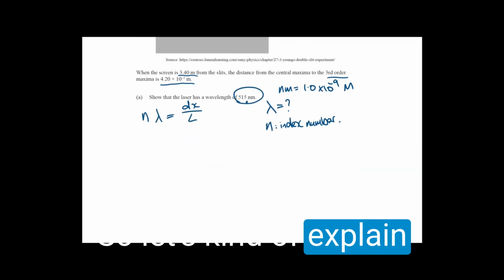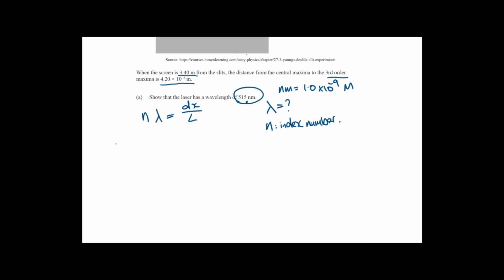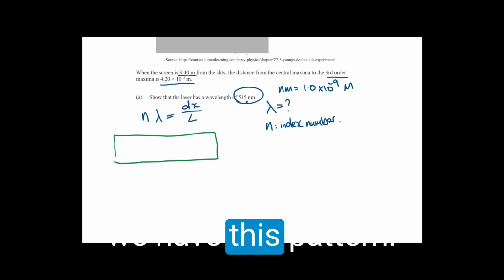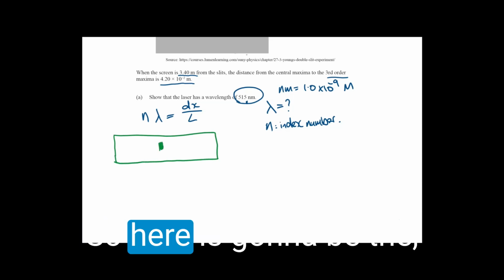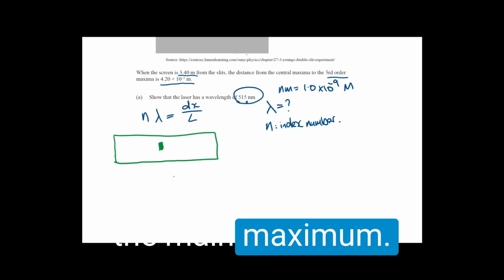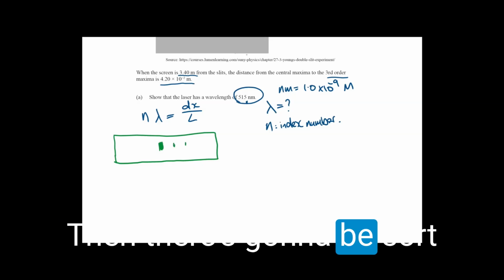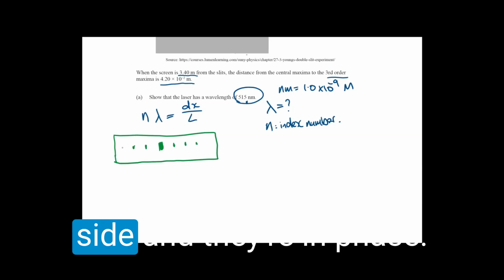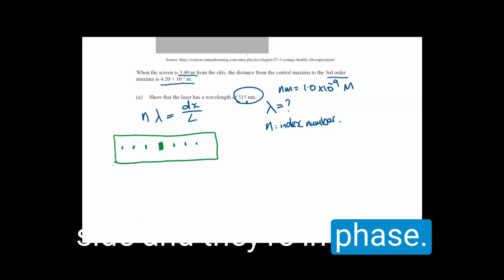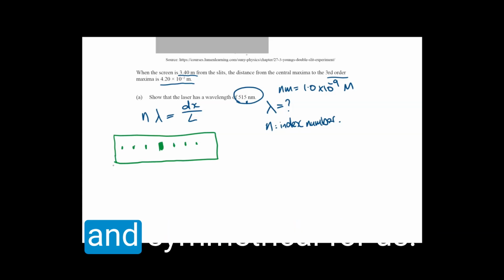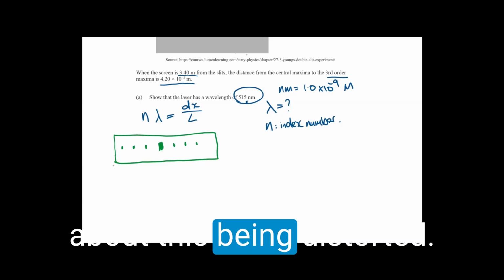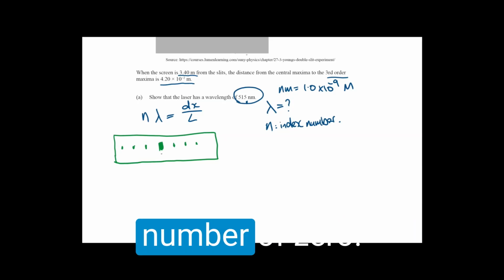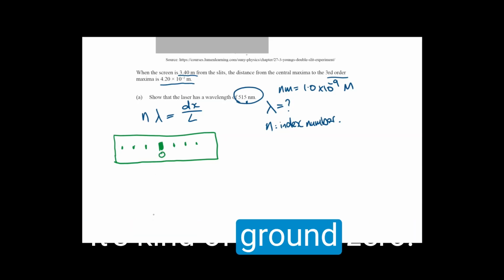So let's explain these numbers. On the back screen, we have this pattern. So here is going to be the main maxima. Then there's going to be dots going off here to the side. And they're in phase, so it's going to be nice and symmetrical for us. We don't need to worry about this being distorted. Okay, this is the central one, so this has an n number of 0. It's kind of ground zero.